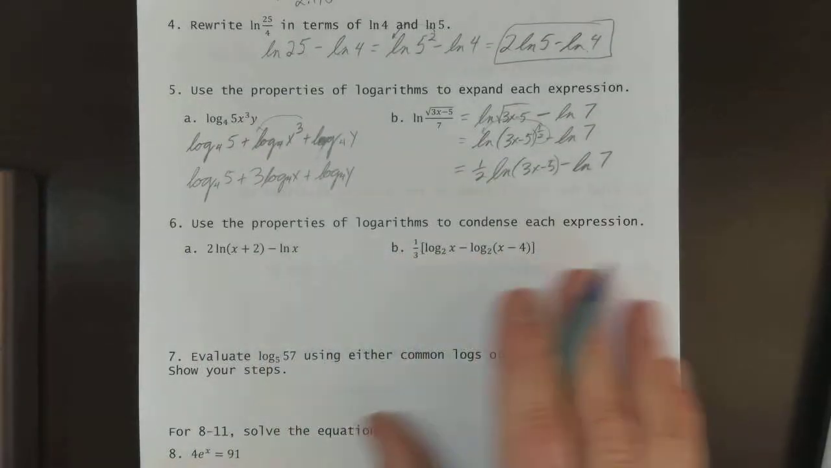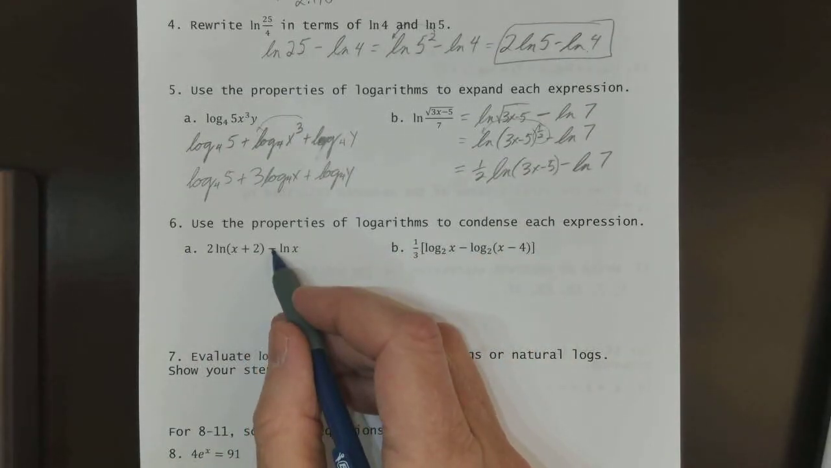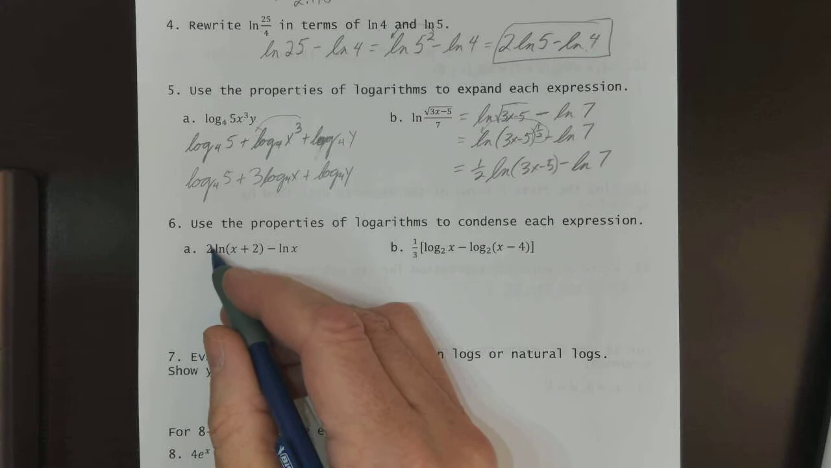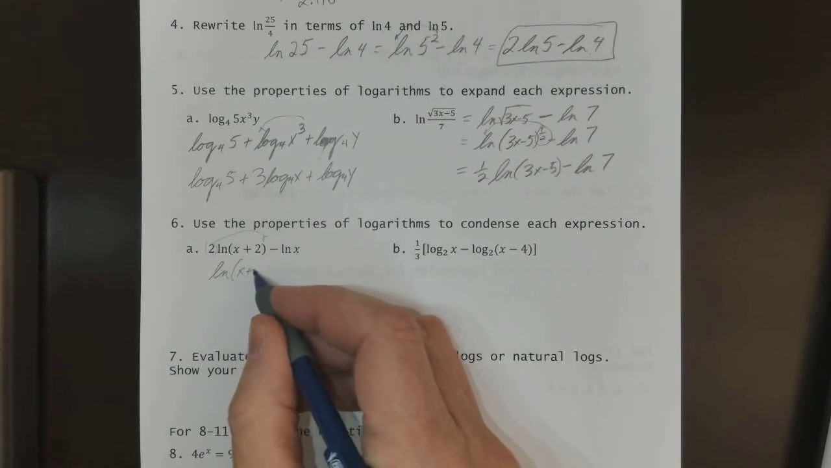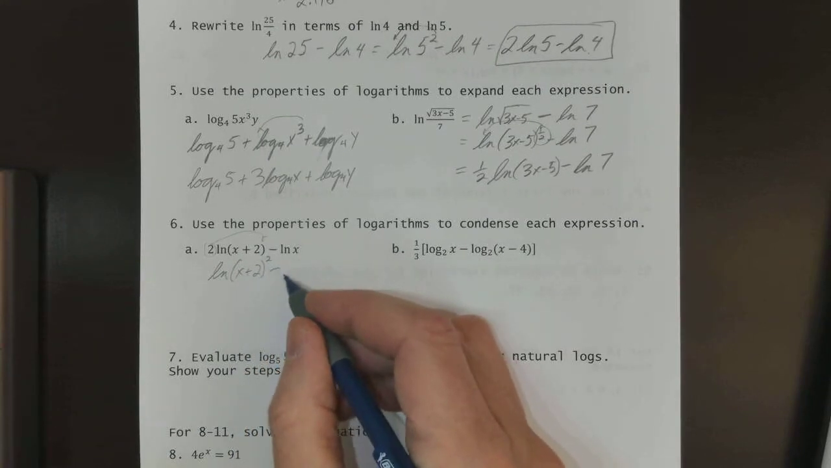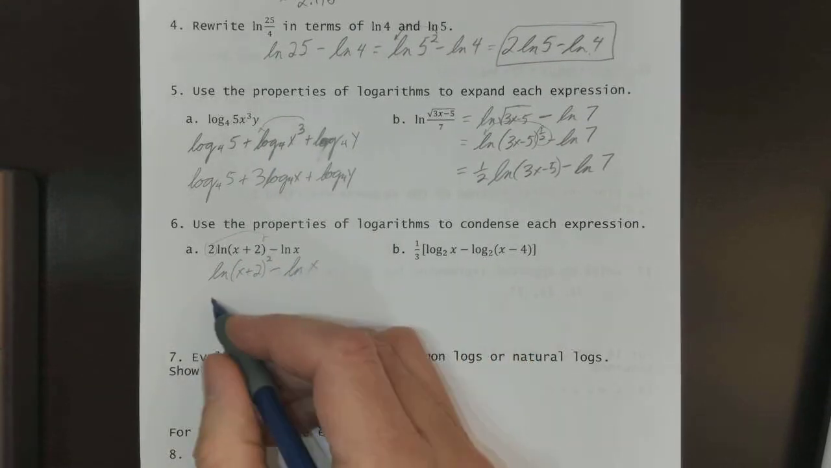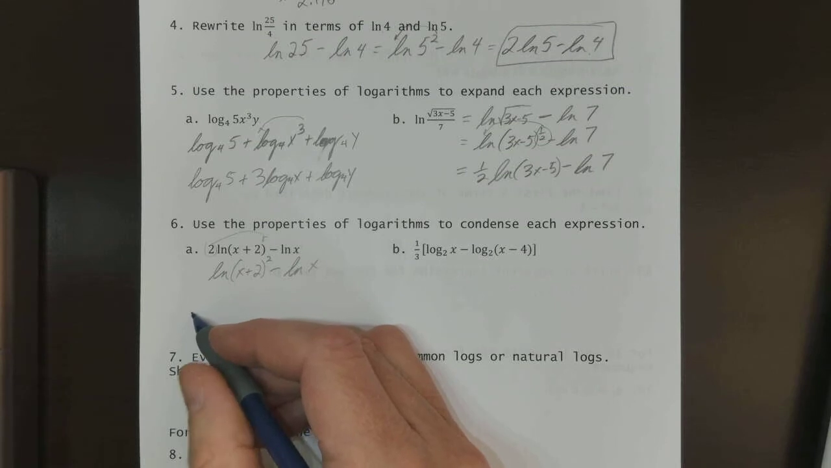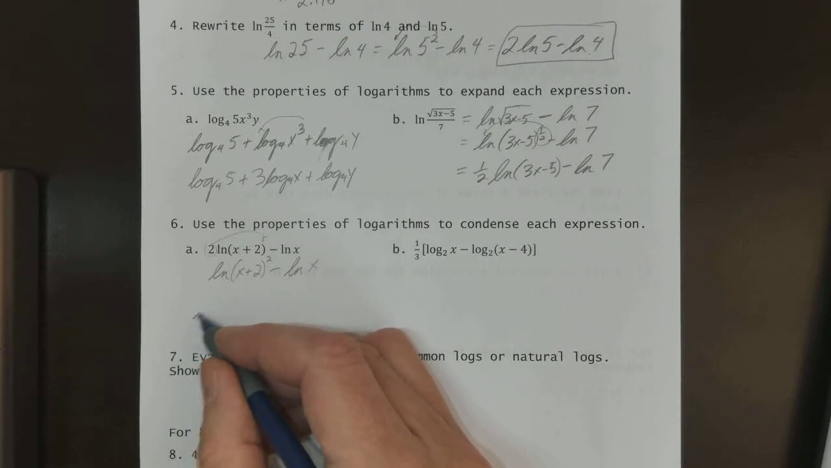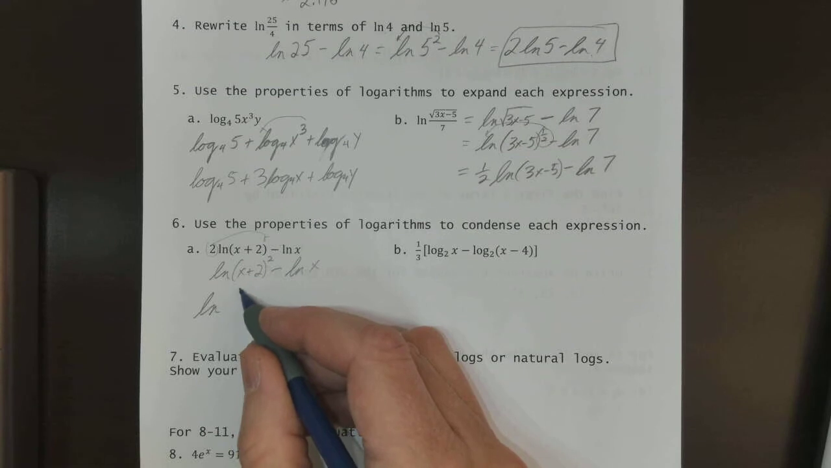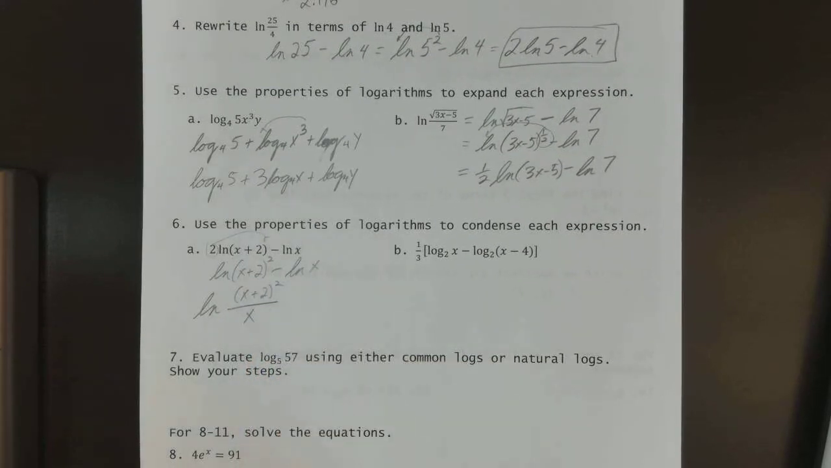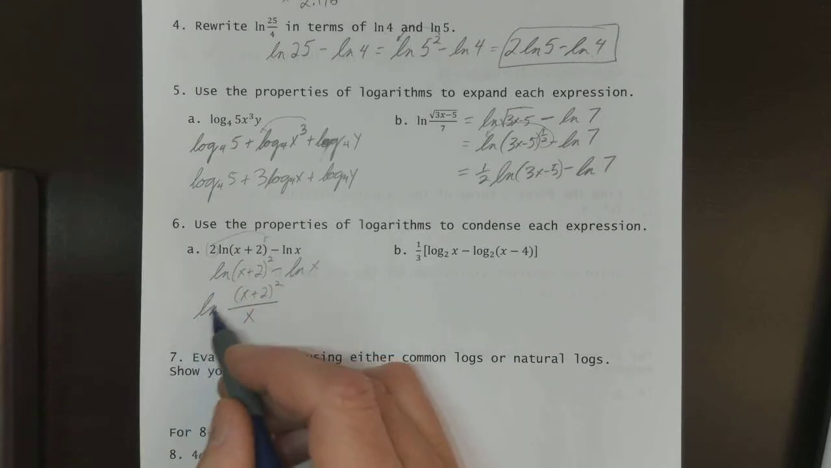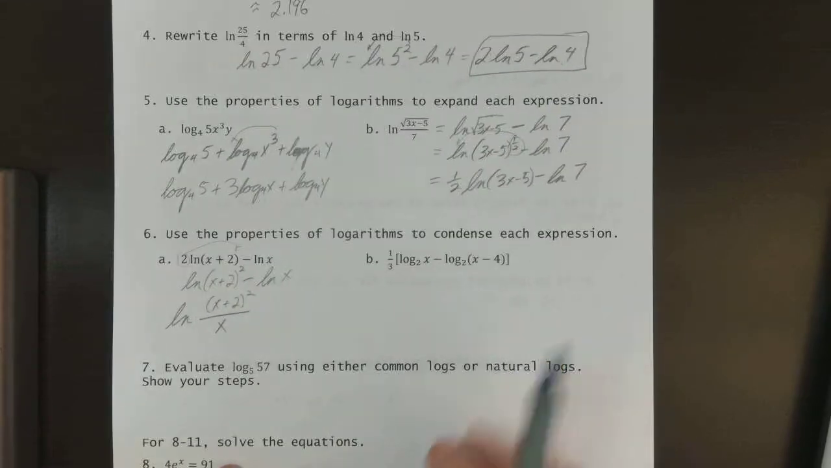And now we want to condense. First of all, I'm going to put this here and make this the natural log of x plus 2 squared. Then minus the natural log of x, and now I'm going to use the quotient property in reverse and write the natural log of x plus 2 squared over x to make it into one logarithm, so we have condensed it.